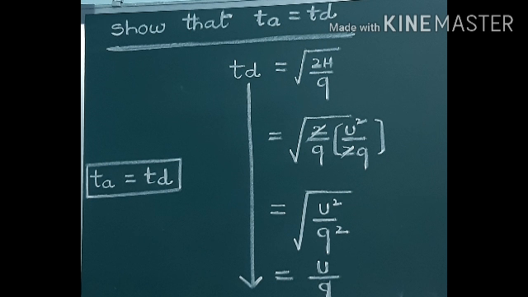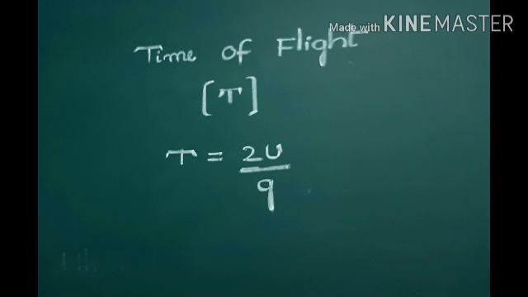Therefore we can say that, in magnitude, under the influence of gravity, time of ascent is equal to time of descent. And what is time of flight? Time of flight means the time taken for the object from projection to landing. The formula is t equal to 2u by g.